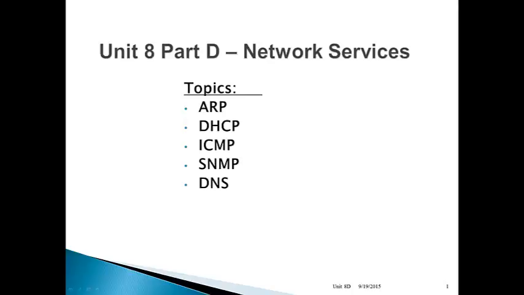Unit 8, Part D, Network Services. The topics we're covering, a bunch of acronyms this time: ARP or ARP, DHCP, ICMP, SNMP, and our favorite, DNS. You'll learn what all these cryptic abbreviations mean soon.